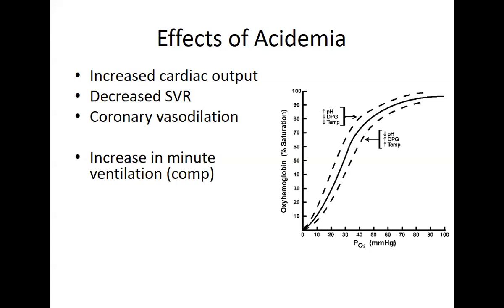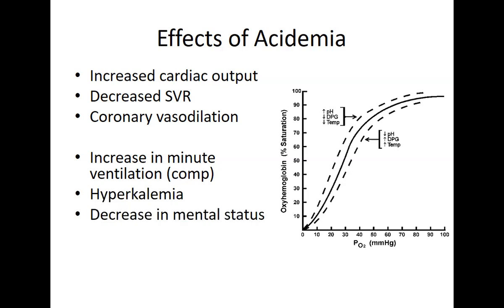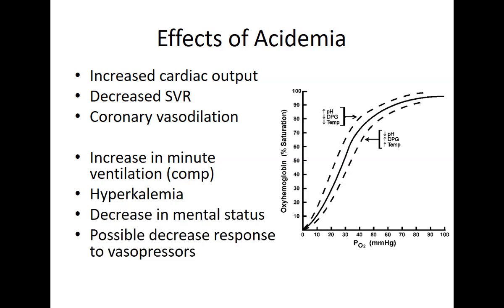But obviously a lot of bad things happen too, right? In order to compensate, you've got to increase your minute ventilation. A lot of times these patients are so sick, they can't do this, so they need to be intubated to help them compensate for their acidosis. They can get hyperkalemic, they can become altered. And then there's this anecdotal decreased response to vasopressors. Have you guys heard this before? That when you're acidotic, yeah.